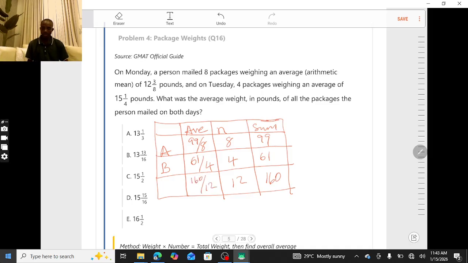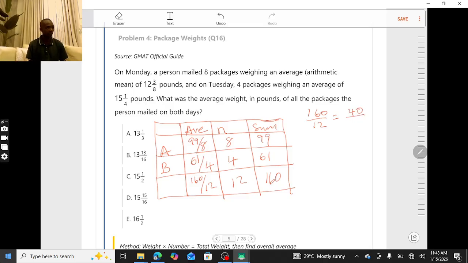Yes. So let's simplify so that we can get what is here. 160 over 12. We can start from something obvious, like 4. 160 divided by 4 is 40. If we divide both sides by 4, 160 divided by 4 is 40.